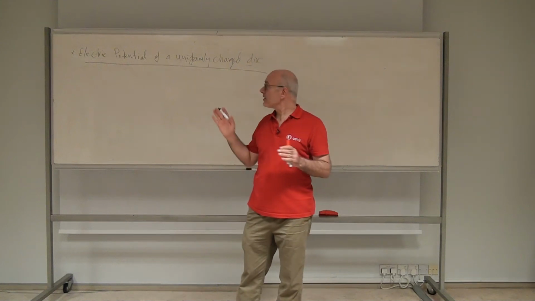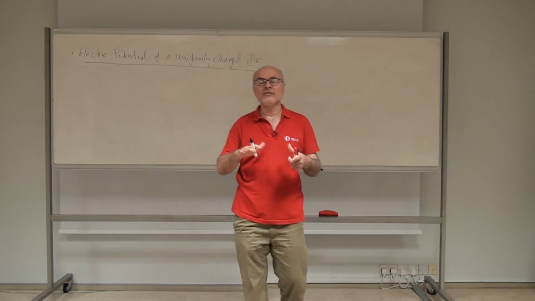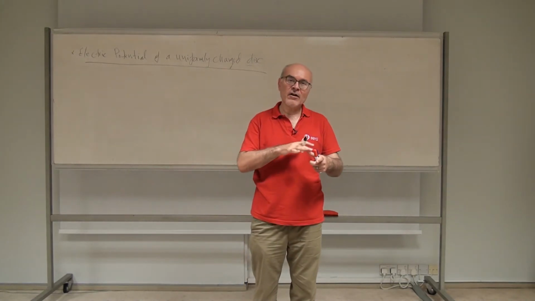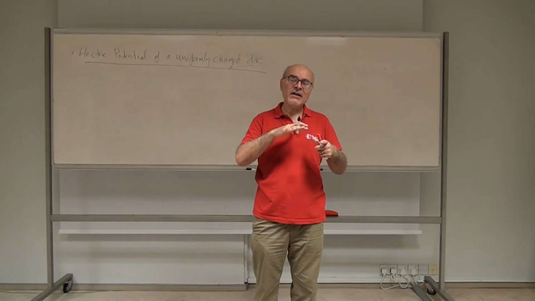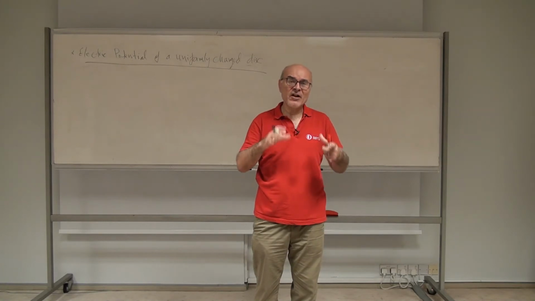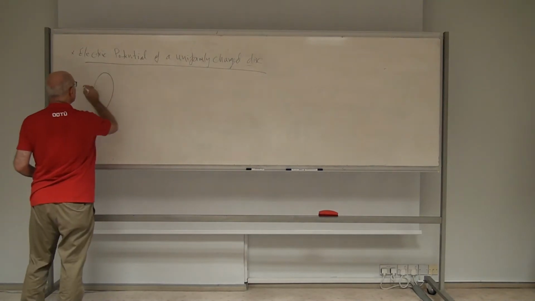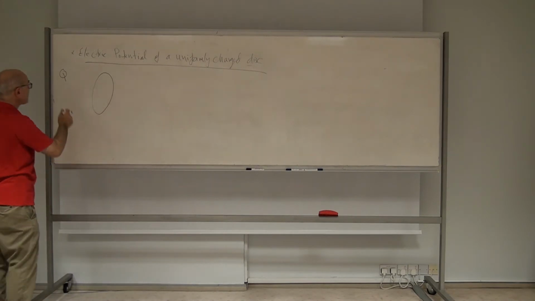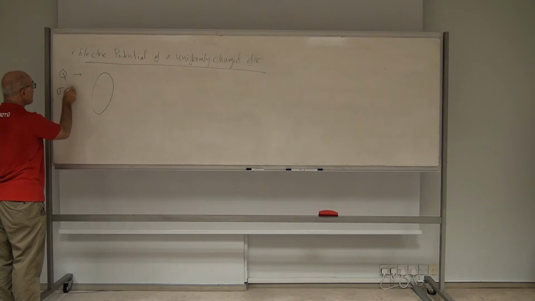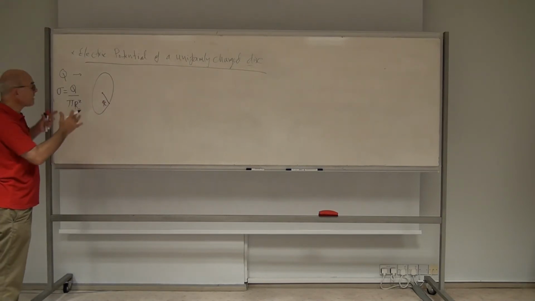Okay, now we consider the potential of a uniformly charged disk. Think, for example, of a CD, and we have a charge which is uniformly distributed over the surface of this CD, so that we have a uniform surface charge density sigma. This is our disk here, and we have a charge Q which is uniformly distributed over that disk, and so we get sigma equals Q over pi R squared. R, in this case, is the radius of the disk. So this is the uniform charge density.